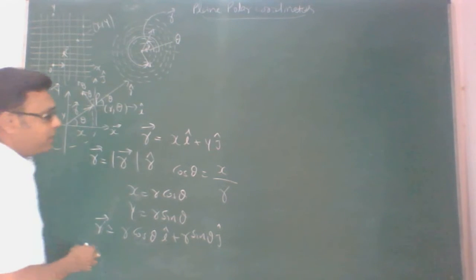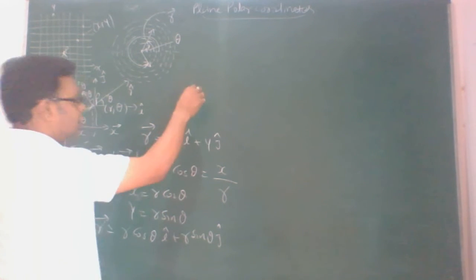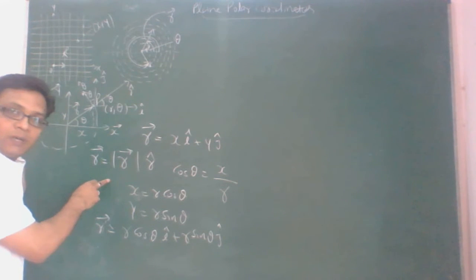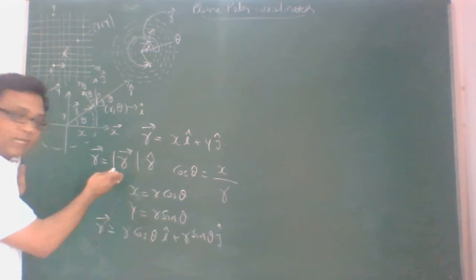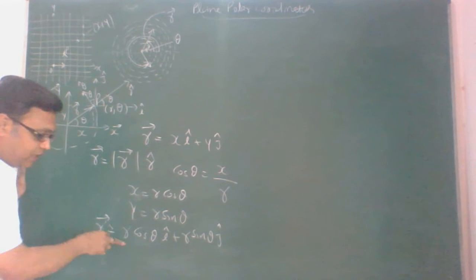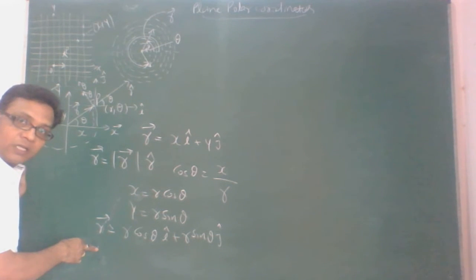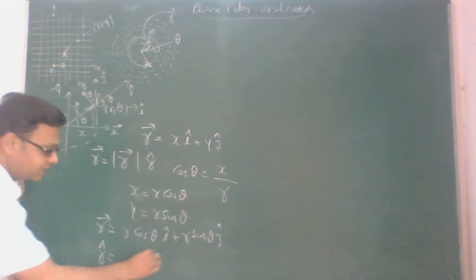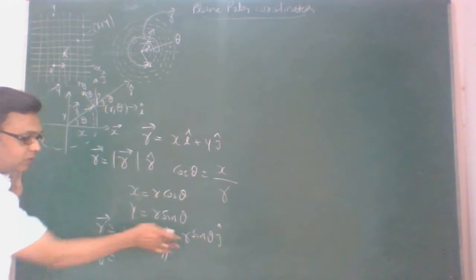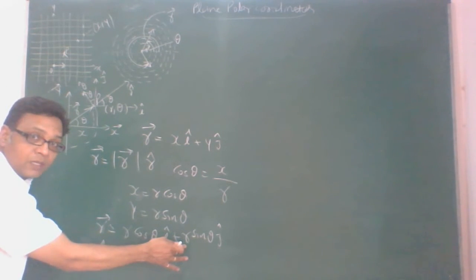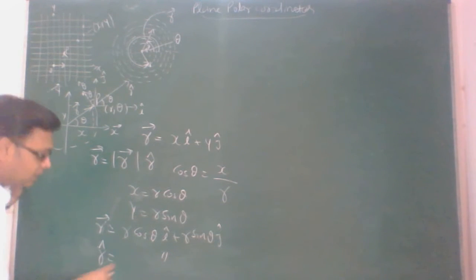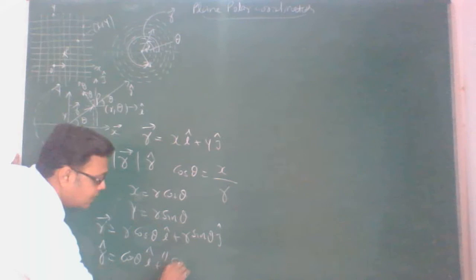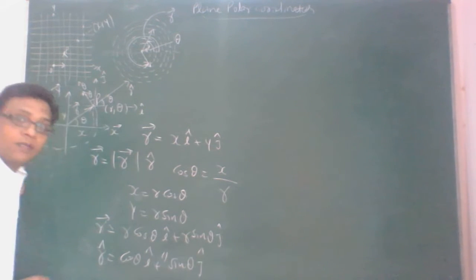So what is happening? We know that vector r is nothing but the product of its magnitude with its direction. So here, if I just take this product in the denominator part, I am ready with the r cap, which is nothing but the whole expression without this r part. So this is how we know the r cap. So r cap is basically cos theta i cap plus sin theta j cap.